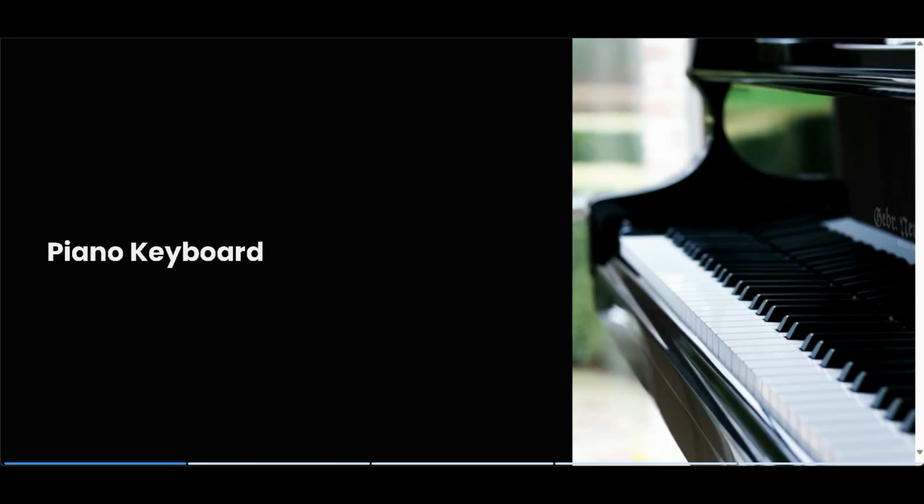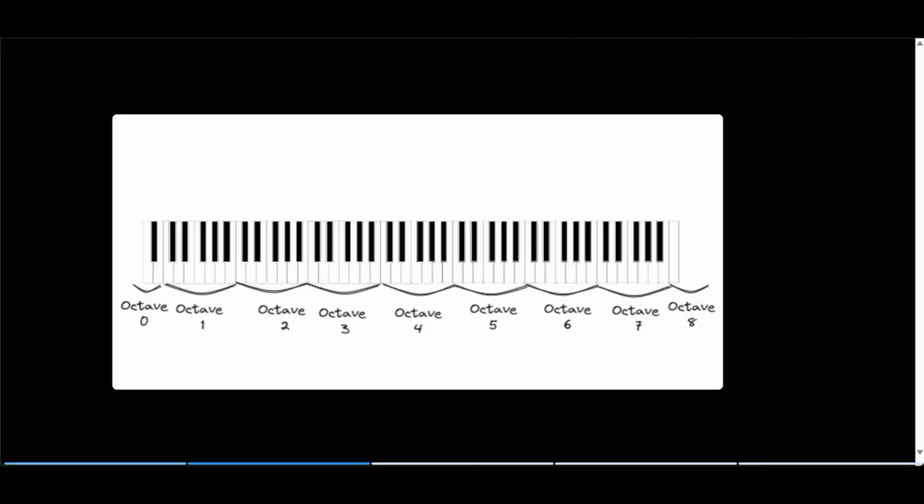Then the next lesson is piano keyboard. Now, when we take a piano keyboard, the same thing is repeated actually. You can see twos and threes, twos and threes. The same thing is repeated again and again. So, as this is the same thing repeated again and again, we call it an octave.